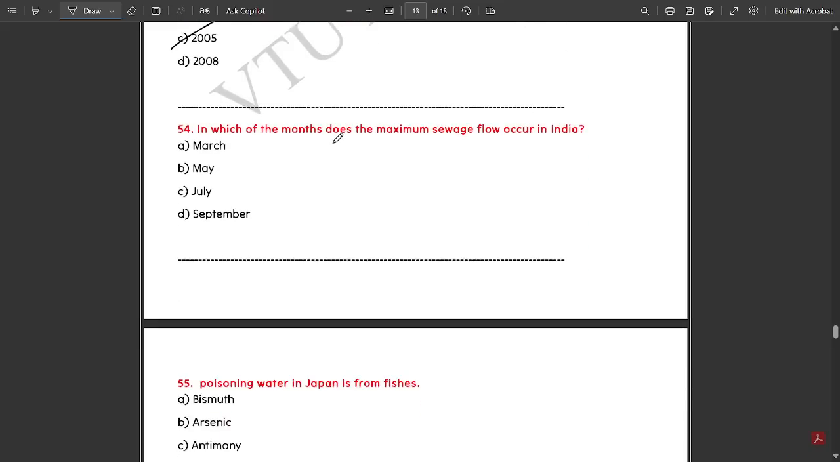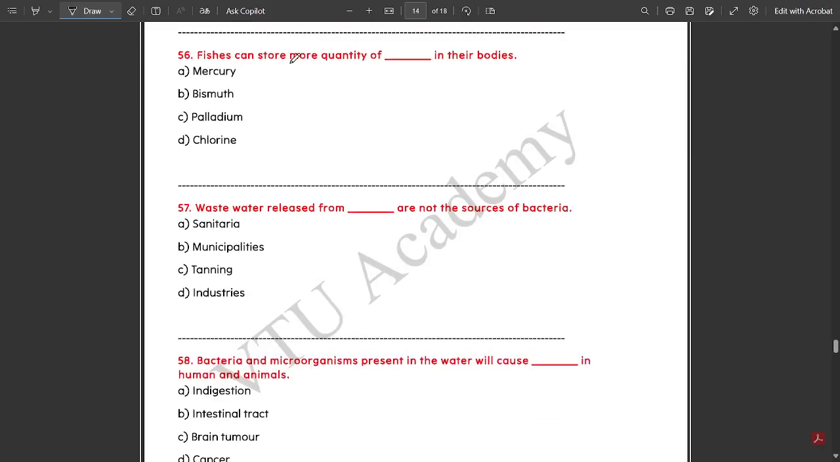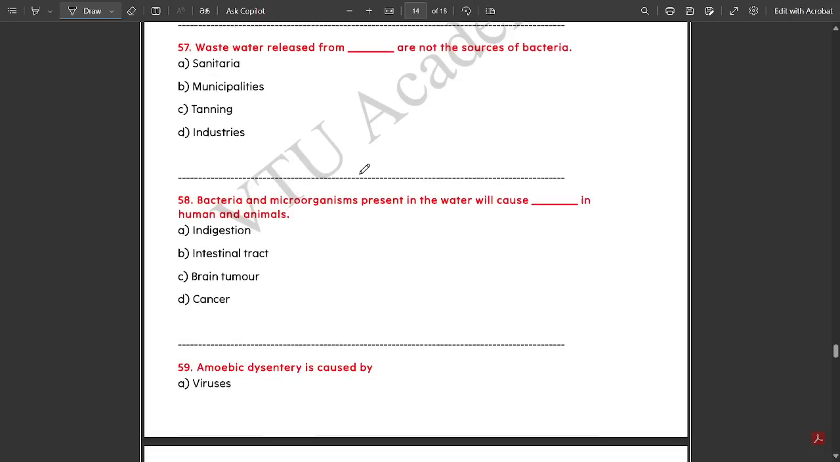In which of the months does the maximum sewage flow occur in India? Okay, the answer is July. Poisoning of water in Japan is from dash fishes. Okay, it's from the fishes of arsenic fishes. Fishes can store more quantity of dash in their bodies. Okay, the answer is mercury. Next, 57th one.